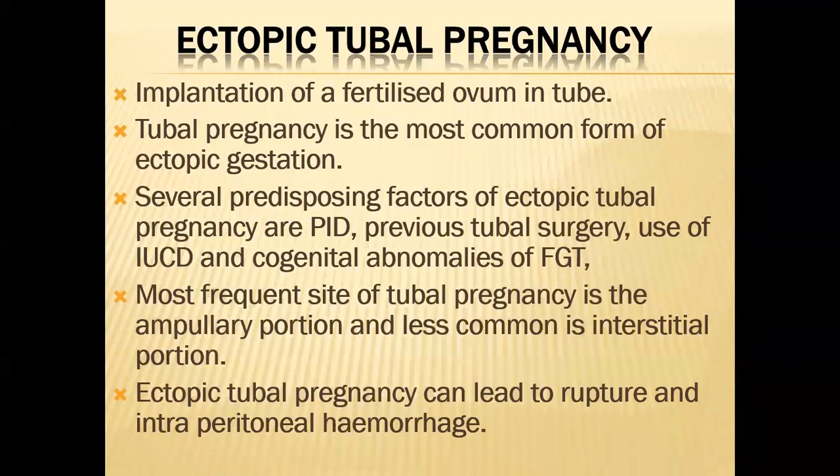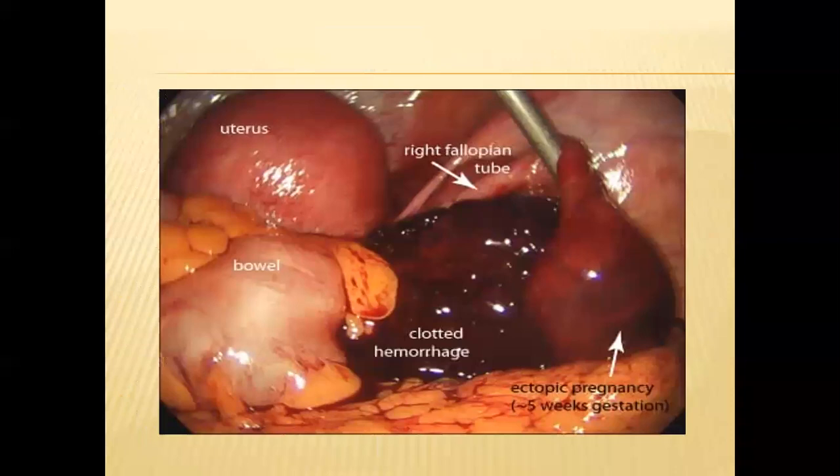Ectopic tubal pregnancy can lead to rupture and intraperitoneal hemorrhage. As the fertilized ovum increases in size, it can lead to rupture and hemorrhage. Now you can see the uterus, bowel, clotted hemorrhage, and fallopian tube. See the size of the tube; this is called ectopic pregnancy. It may produce hemorrhage, it can lead to rupture of the fallopian tube, and it can lead to shock, and it is a very dangerous condition.